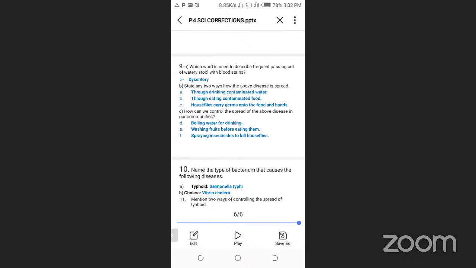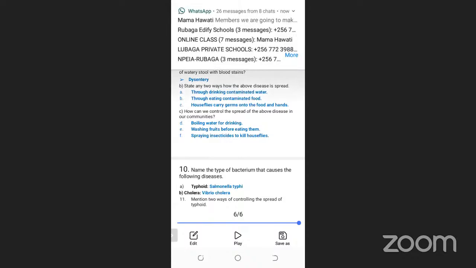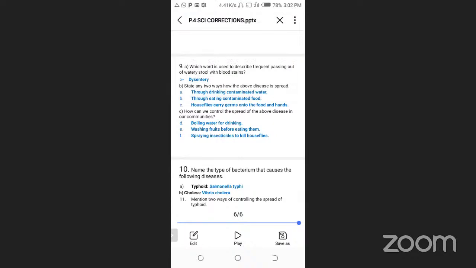You should check the spelling, because when I was marking, most of you had problems spelling Salmonella and Vibrio. Most of you were not writing the I after the R. Vibrio is V-I-B-R-I-O. That is Vibrio cholerae.